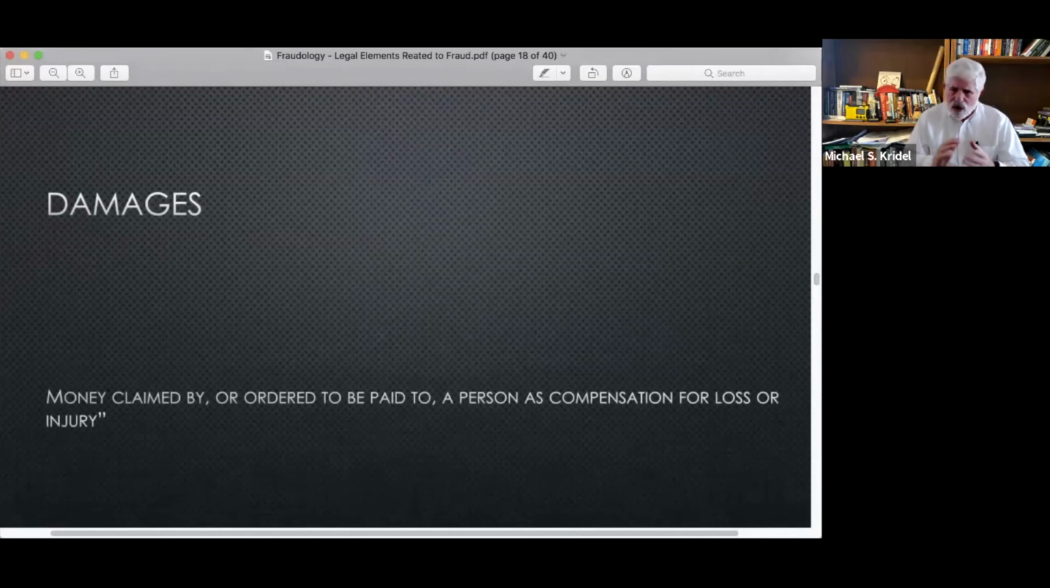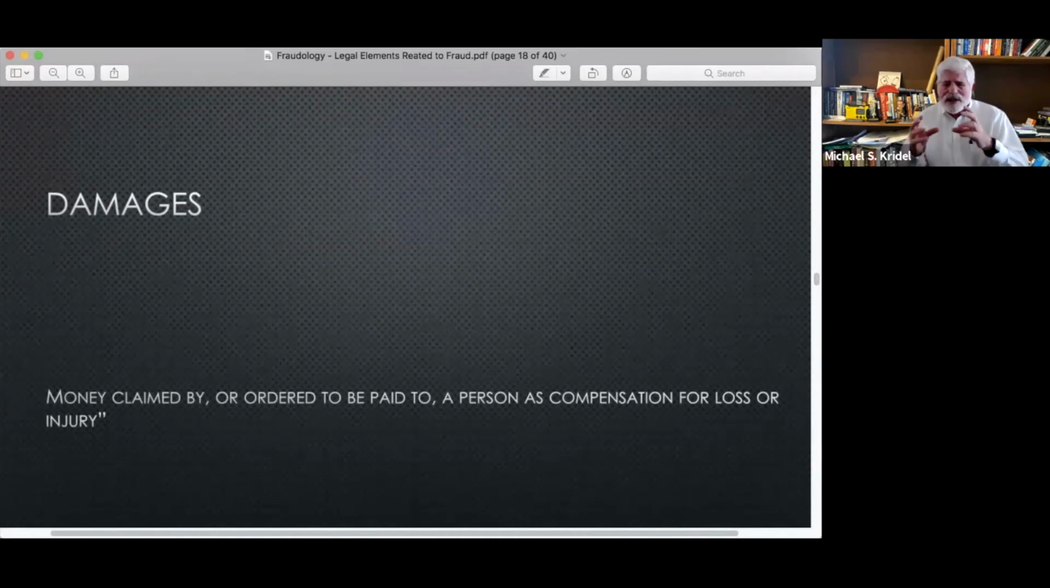Damages. We're talking financial damages. Financial damages can arise from natural disasters, acts of war, acts of individuals, negligence, gross negligence. And so this is money that a plaintiff wants a court to order to be paid to someone as compensation for that injury.